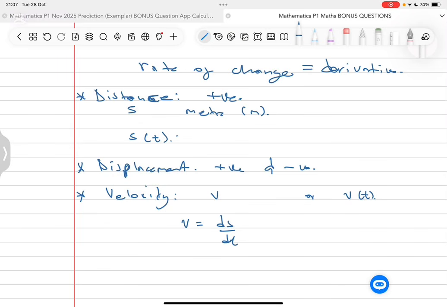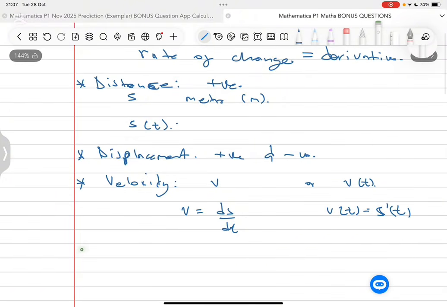Or one can say here that v of t as a function of t is the same as the derivative s prime t, the derivative of the displacement with respect to time.